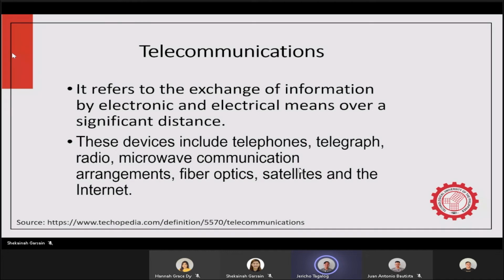Telecommunications. It refers to the exchange of information by electronic and electrical means over a significant distance. These devices include telephones, telegraph, radio, microwave communication arrangement, fiber optics, satellites, and internet.